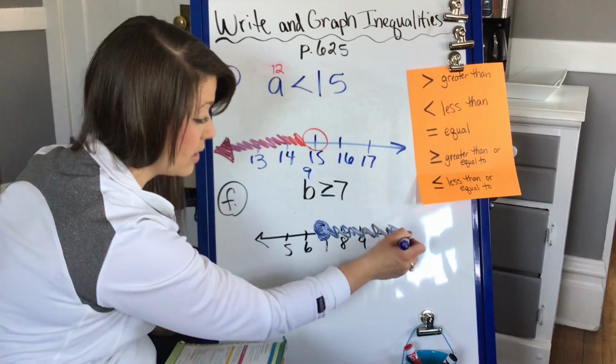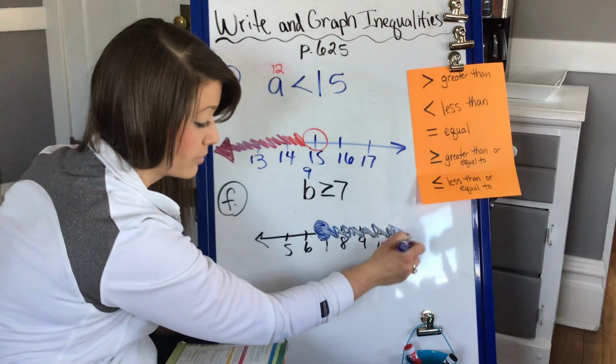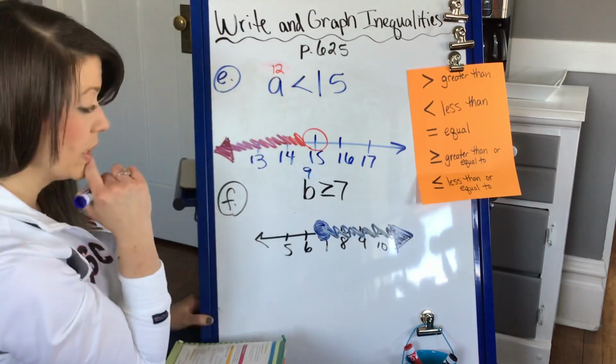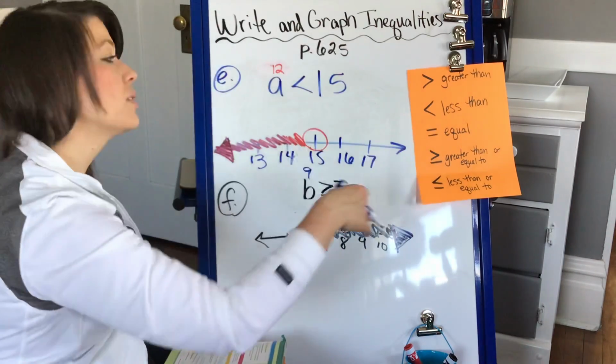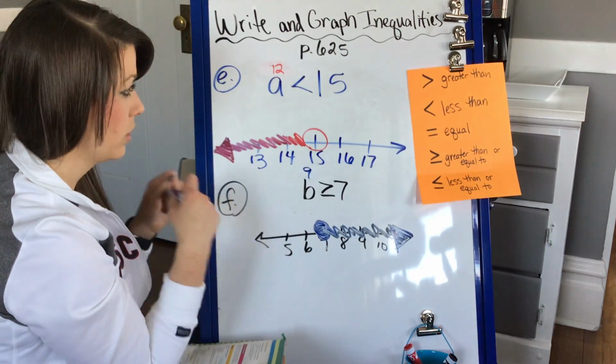And I know this seems messy. This is exactly what they look like. Okay? You shade in the side that makes it true. That means any number, as far as we go on the number line, will make that true.